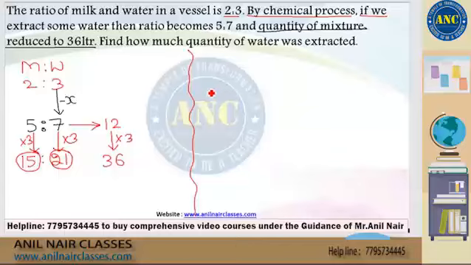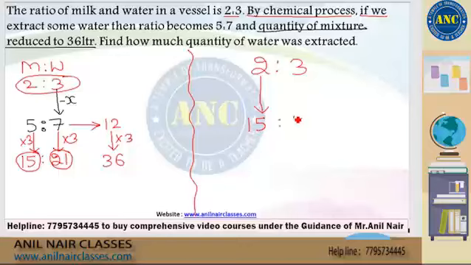Now again think a little logically, sir. Can I say that the initial ratio was 2:3 and finally it became 15:21? Can I say that you are removing some water? That means you are removing some water, so milk is not affected. According to the ratio, initially milk is 2. Finally it became 15. So 7.5 is the multiplying factor. 3 also multiply by 7.5. 3 into 7.5 is 22.5.